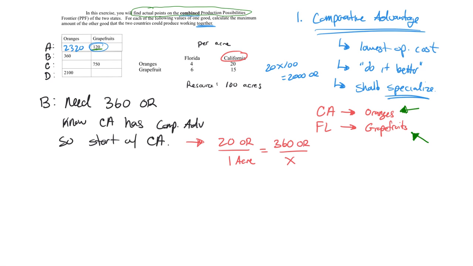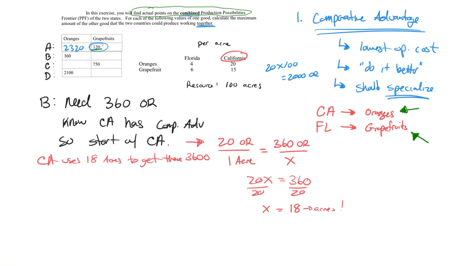And how many acres are they going to need? Well, that's 20x equals 360 when I do my cross multiplication. Divide both sides by 20. I know that x is going to equal 18, which means that's how many acres they are going to be using. So California uses 18 acres to get these 360 oranges, and thus has 82 left over for grapefruits.